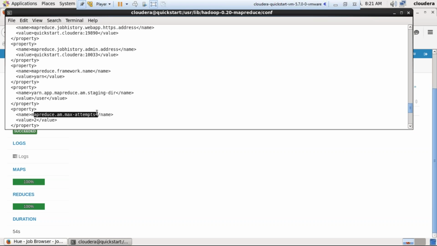MapReduce.max attempts. How many maximum attempts it needs to attempt before it declares that this task cannot be executed can also be decided by you. Too many is not good. That is where we by default keep it as 2. 2 to 3 is okay. Beyond that is not, because it keeps on attempting the same task to be executed again and again.